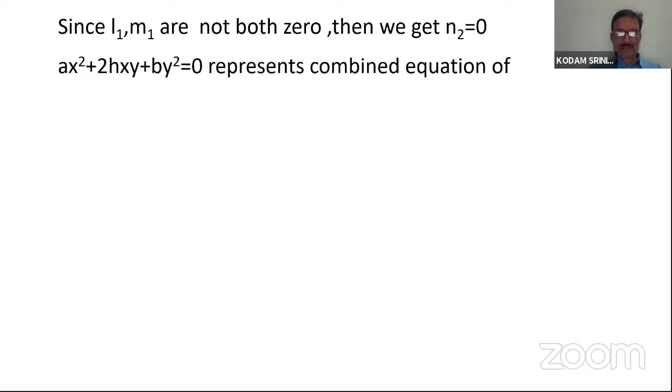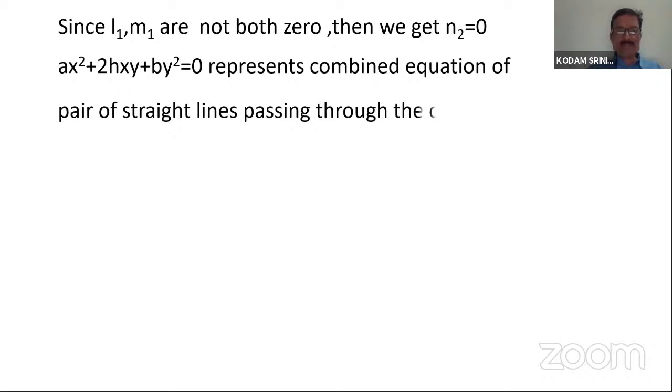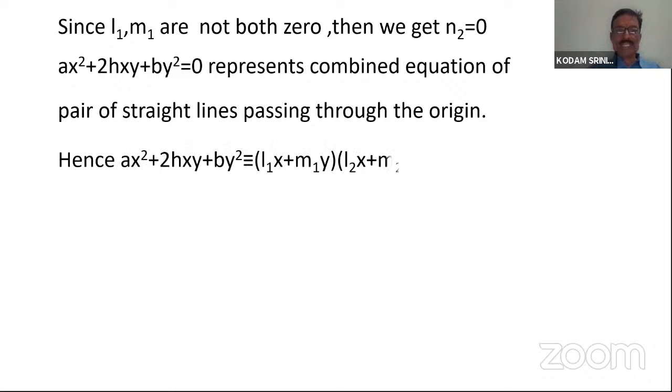Therefore, ax square plus 2hxy plus by square equal to 0 represents the combined equation of a pair of straight lines passing through the origin. So therefore, that pair of straight lines equation can be written as (L1x plus M1y) into (L2x plus M2y). So in this case, we got N1 equal to 0 and N2 also 0.